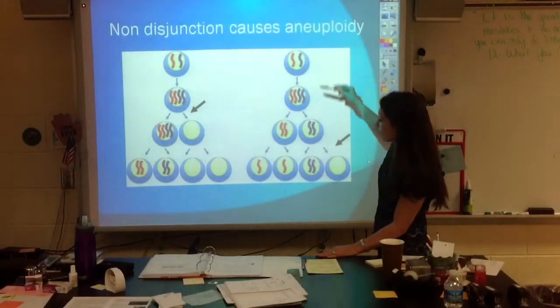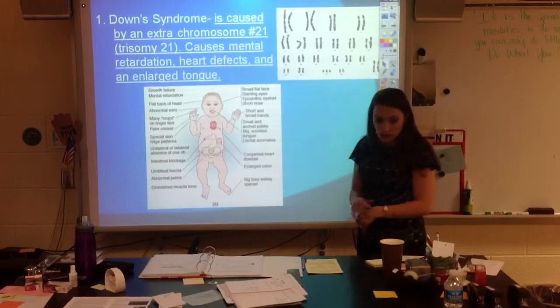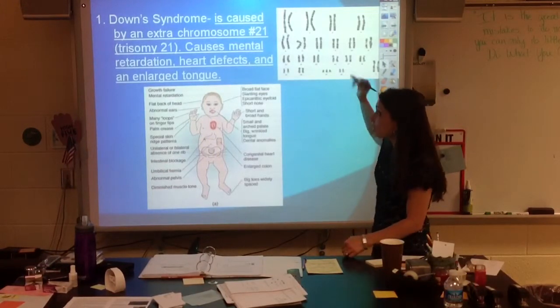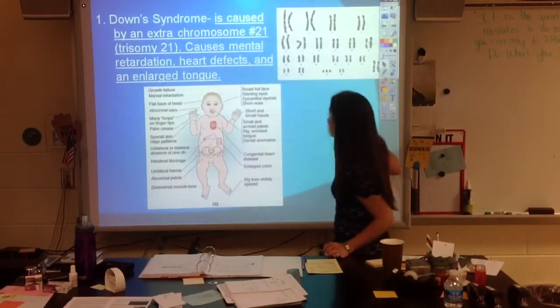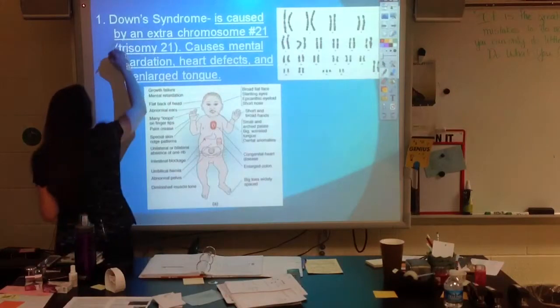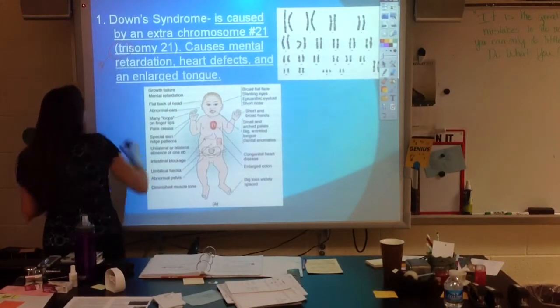And here we see the picture a little bit bigger. The first example that we're going to look at is called Down syndrome. Down syndrome is caused by an extra chromosome number 21. We call this trisomy. So if you'll circle or highlight "tri" and write 3.